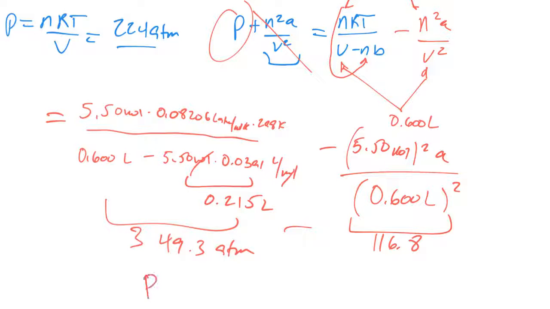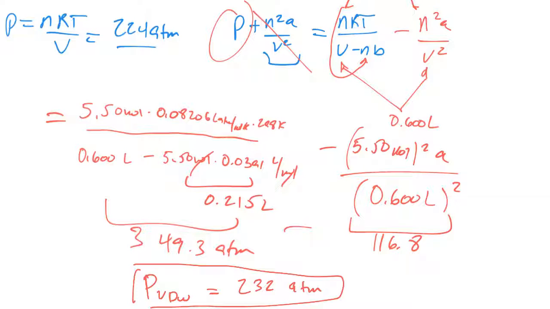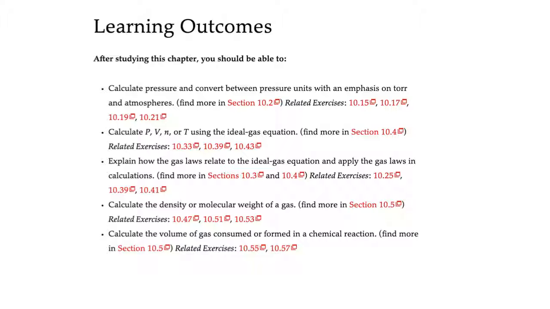And so that gives us a van der Waals pressure equal to 232 atm. Okay, so the van der Waals equation gives you a slightly better approximation of your pressure compared to the ideal gas law. Ideal gas law is neglecting intermolecular forces. Van der Waals equation tries to correct for that with the A constant. And then the ideal gas equation neglects the size taken up by the molecules. And the van der Waals equation tries to account for that through the inverse molar volume, through the B constant of the molecules.